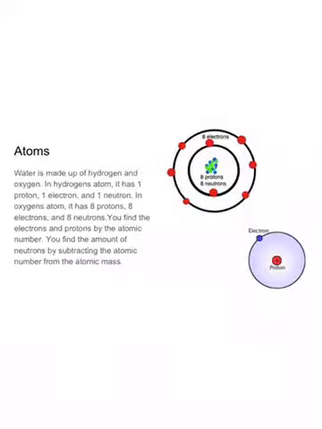So the atoms water is made up of is hydrogen and oxygen. In hydrogen's atom, it has 1 proton, 1 electron, and 1 neutron. In oxygen's atom, it has 8 protons, 8 electrons, and 8 neutrons. You can find the electrons and protons by the atomic number, and you can find the amount of neutrons by subtracting the atomic number from the atomic mass.